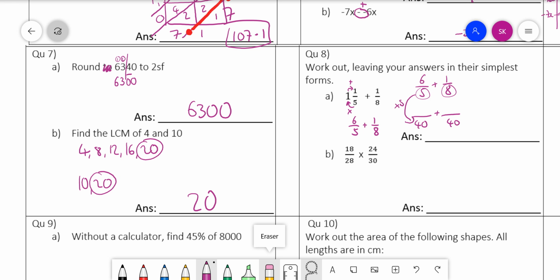5 times 8 makes 40. Do it to the bottom, do it to the top. 8 times 5 makes 40. Do it to the bottom, do it to the top. So I end up with 48 plus 5 is 53 over 40, which is the same as 1 13/40.